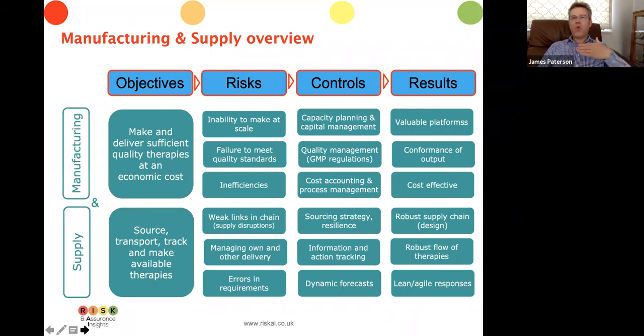And so one of the things that internal audit can do is work with the people in sourcing and supply to challenge the design of the supply chain, to make sure that people have thought in advance about what's going to be critical, to make sure it's resilient if things go wrong.